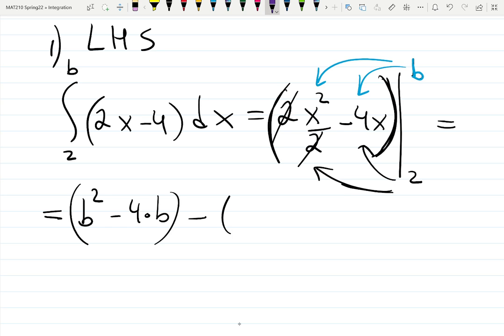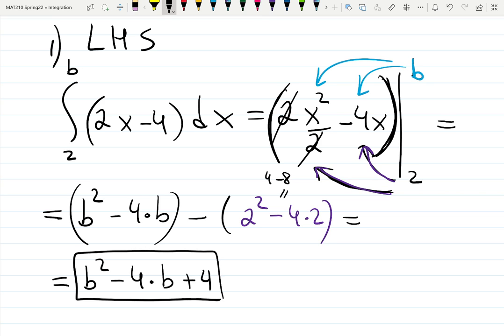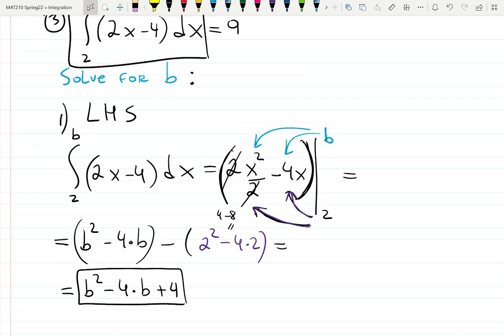It will be, come on, change the color. Okay, good. 2 squared minus 4 times 2. Simplify. b squared minus 4b. This is 4 minus 8. Minus 4 gives you plus 4. Minus. I got this. They want me to find b. How to do that? They gave me the right-hand side.